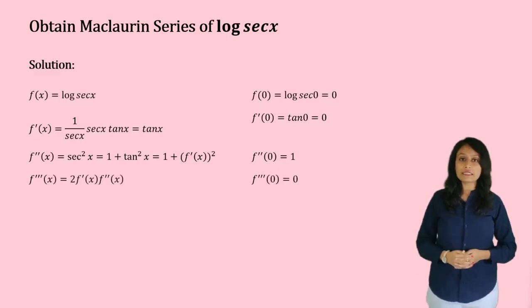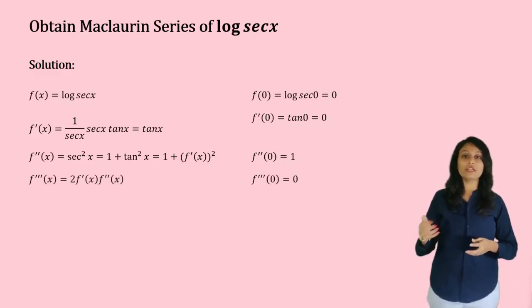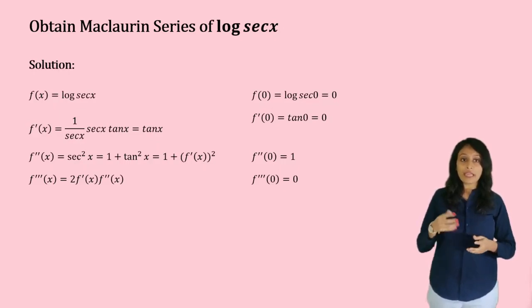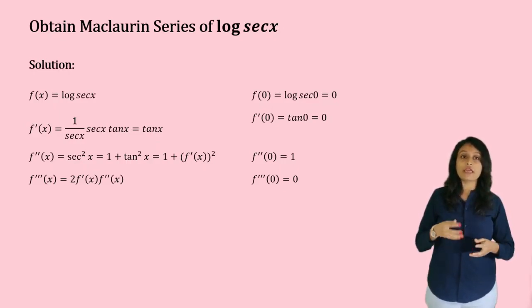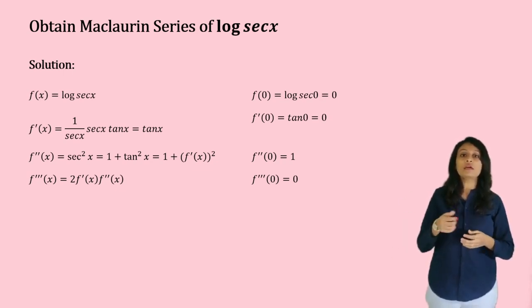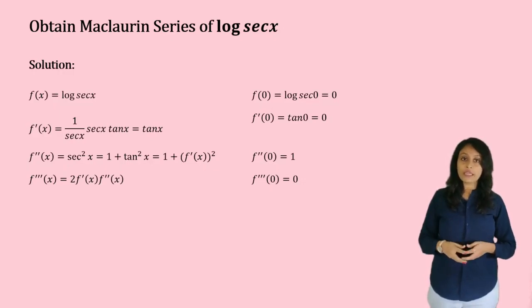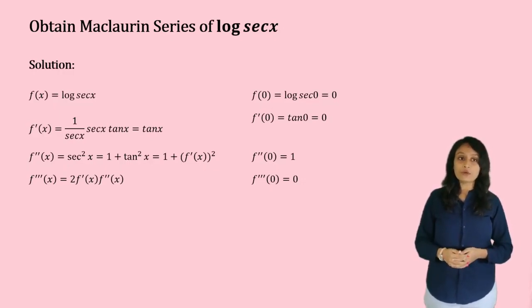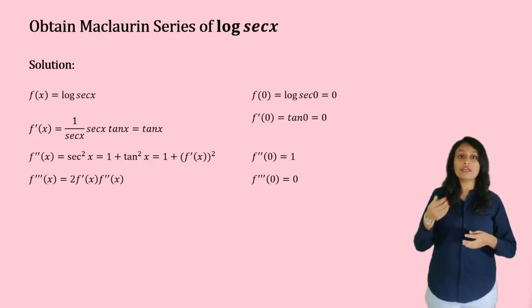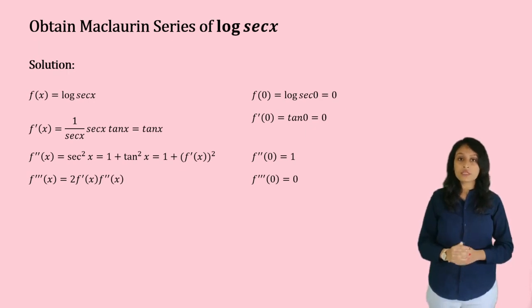Now we have to find its derivative again, so f'''(x). Okay, so now the derivative of 1 is 0, and to find the derivative of f'(x) whole square we have to apply the chain rule, right? So firstly it will become 2 f'(x) into f''(x). Okay, and then we have to find its value at 0. So we will get answer 0. Why? Because f'(0) is 0. So 0 into 1, you will get answer 0.